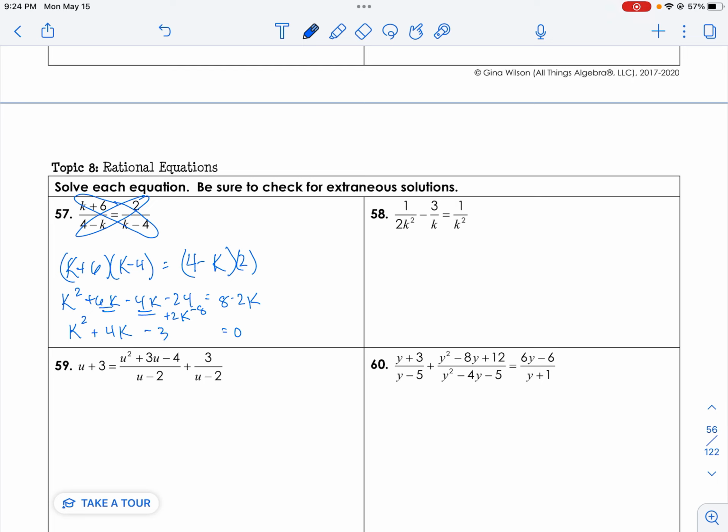That's minus 32. So I'm looking for two numbers that multiply to negative 32 and sum to 4. That would be k plus 8 and k minus 4 equals 0. So k equals negative 8 and k equals 4.